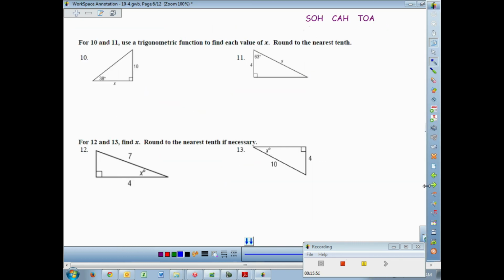Do you have a right triangle? Yes or no? Do you have an angle and some sides? It's SOH CAH TOA time. So focus your attention on the angle provided to you that is not 90. You never use the 90. And let's figure out which trig function we want to use.